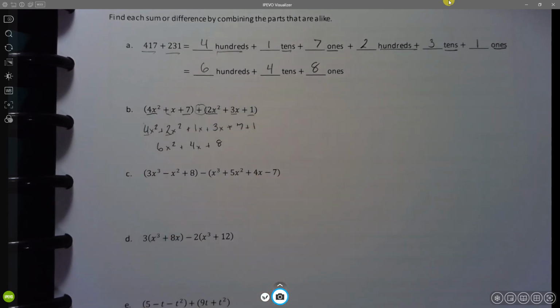So I just simplified a polynomial. Okay? That's all there is to simplifying a polynomial. All right, now, when we get to subtraction, though, that's where things get a little interesting.